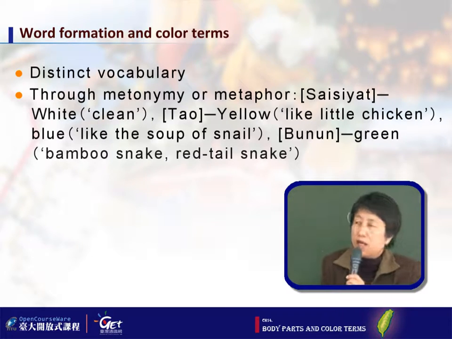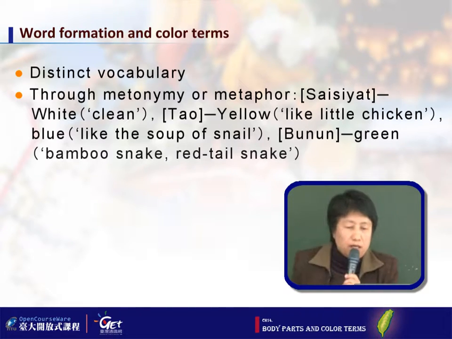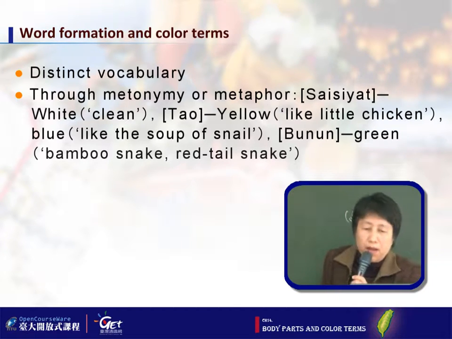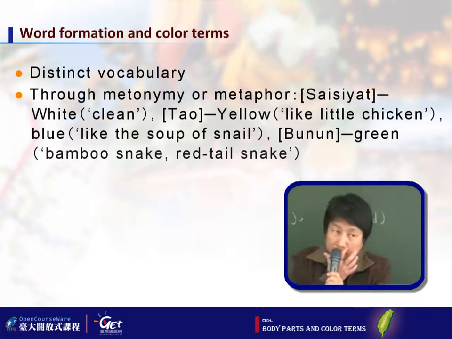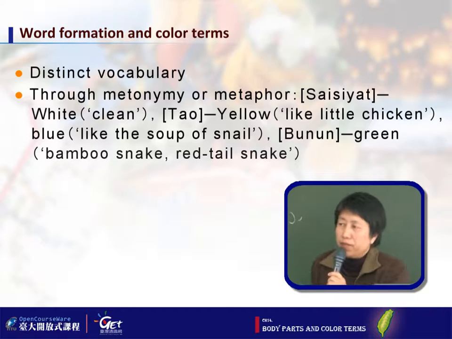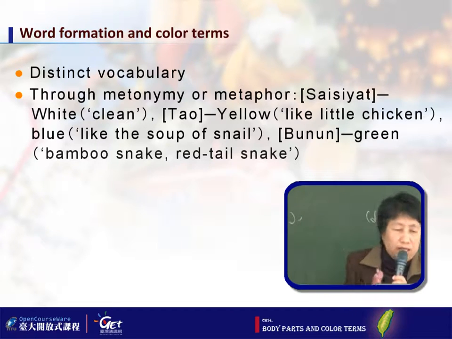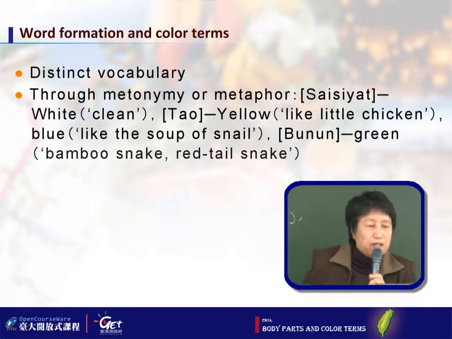Saisiyat has a color white, okay, but the term white is actually the same as the term clean in the language. And then Dao, that's the language spoken on Orchid Island, a language that is different from the Formosan languages in terms of language family. Yellow, there's a term for yellow, but then there's also a term meaning like a little chicken's color, yellow. That's how they describe the color.